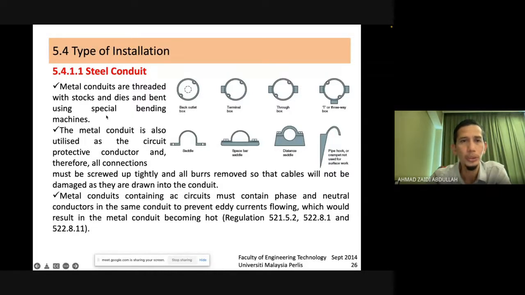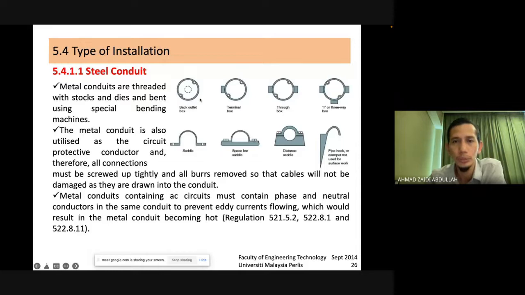Okay, so metal conduits are threaded with stock and dies and bent using a special bending machine. So you nak bend dia, nak bengkokkan dia, kamu kena ada, panggil itulah yang ada kat lab kita tu, conduit bending, conduit bender. Kalau you boleh bend dengan tangan kamu kalau kamu kuat lah. So metal conduit is also utilized as the circuit protective conductor, and therefore all connections must be screwed up tightly and burrs removed so that cable will not be damaged as it is drawn into the conduit kan.